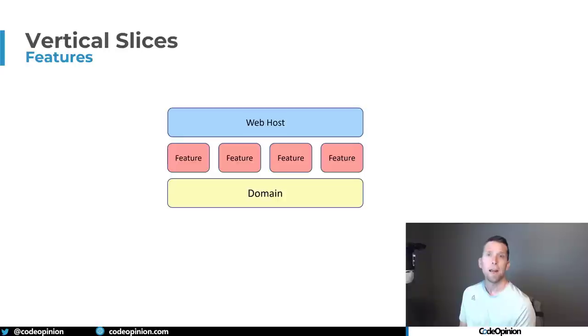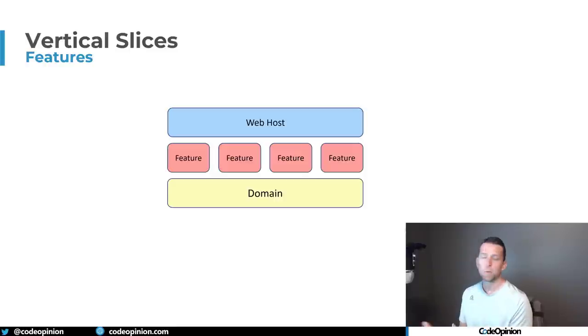A different way of looking at that vertical slice is we're going to have a top layer that ultimately isn't anything that we own. It's going to be something like our web host. In the example that I'm using, this is going to be ASP.NET Core. It's not going to contain any controllers or entry points into our actual application, but it's simply ASP.NET Core, its middleware. Things like MVC, Razor Pages, etc., are not going to live in that particular project. We're just using the web host for being a web host.